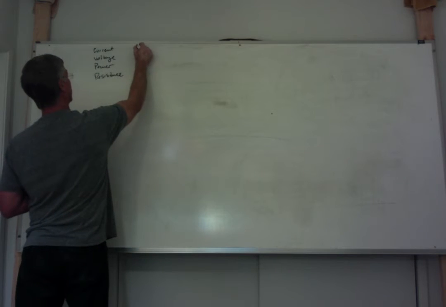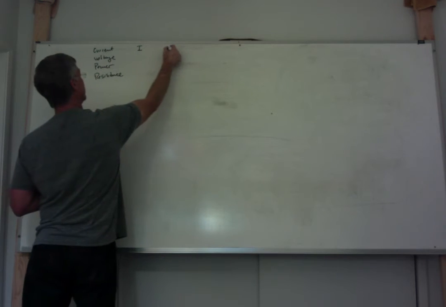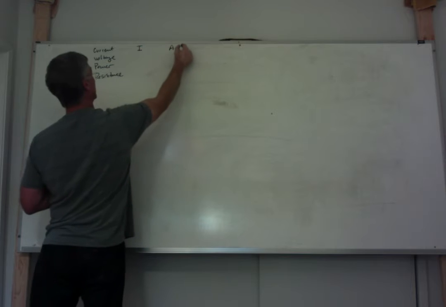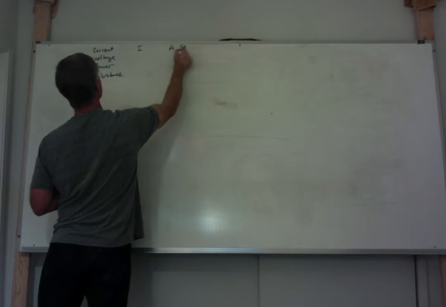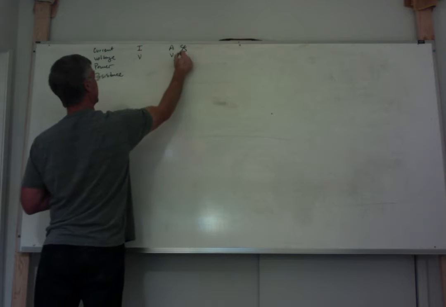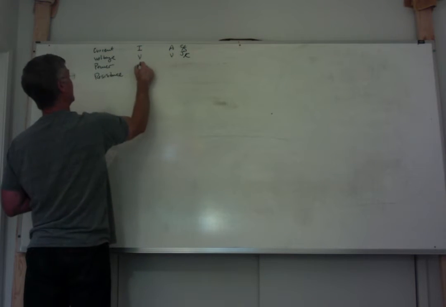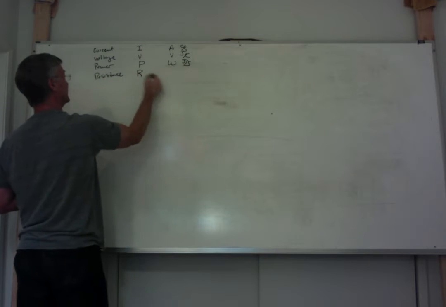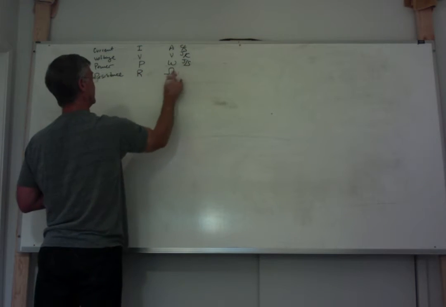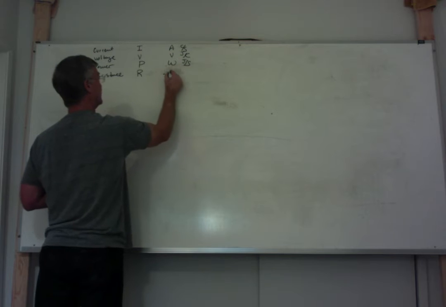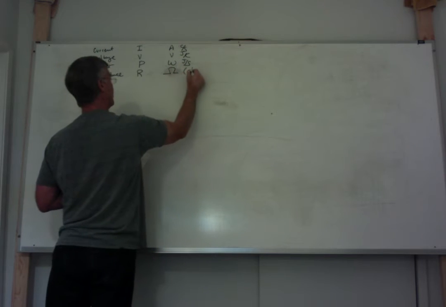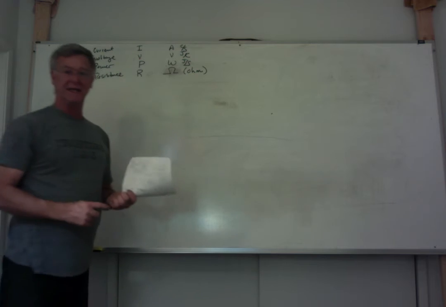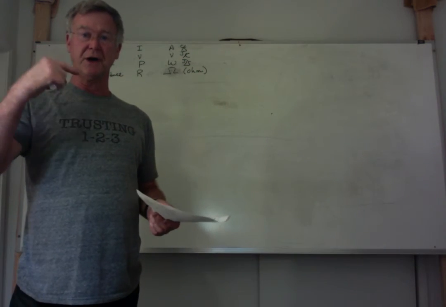Current, our symbol is I, the unit is the amp, which is a coulomb per second. Voltage, symbol is V, that's joules per coulomb. Power is P, the unit is the watt, which is a joule per second. And resistance is a capital R and has a really weird symbol. It's an omega, and the unit is called the ohm. And by the way, if you're not catching it, ohm, because of omega.